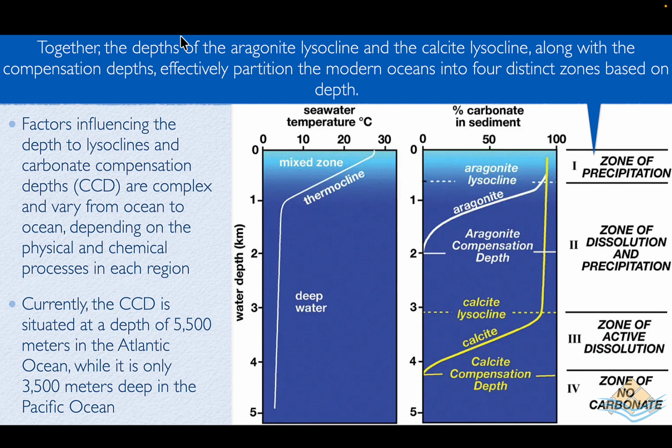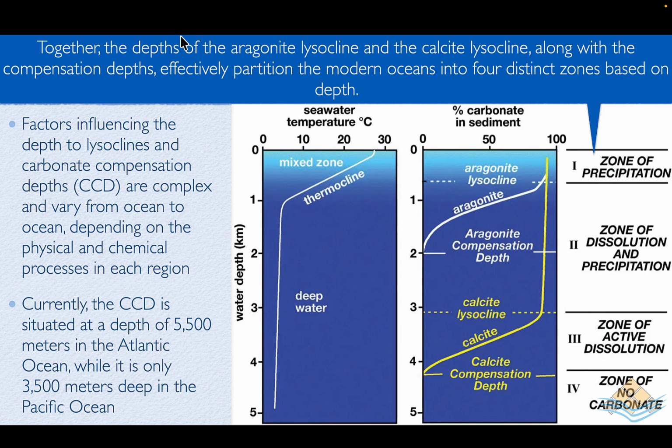Sometimes it's generalized as the term carbonate compensation depth, but to be exact, we should think of it in terms of an aragonite compensation depth, which in all the world's oceans is a much shallower depth than the calcite compensation depth. Currently, those depths are not the same in the world's main oceans. Currently, the calcite compensation depth is at a depth of around 5,500 meters in the Atlantic Ocean, while it's much shallower at around 3,500 meters in the Pacific Ocean, related to the differing chemistries of those oceans.